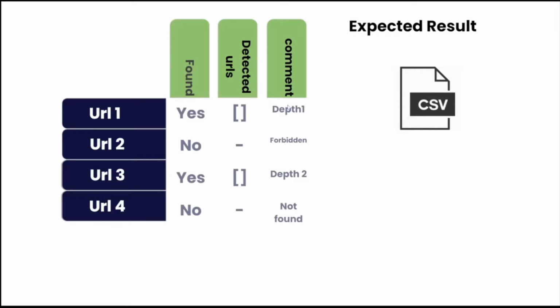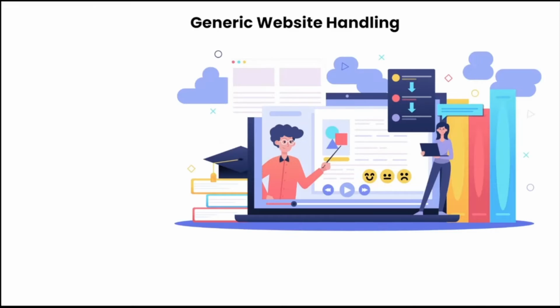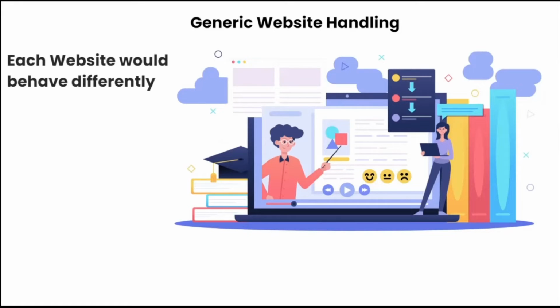column, like we have found it at depth 1 or depth 2. And if we have not found it, we should be flagging it as no, and we have to mention the reason for not fetching it. Either it might be a forbidden URL or not authorized URL, or we have actually not found the exact pattern or keyword from the particular URL. So this is the flow, and this is the expected output that we are about to get and work on. When it comes to generic website handling, each website would be behaving differently.